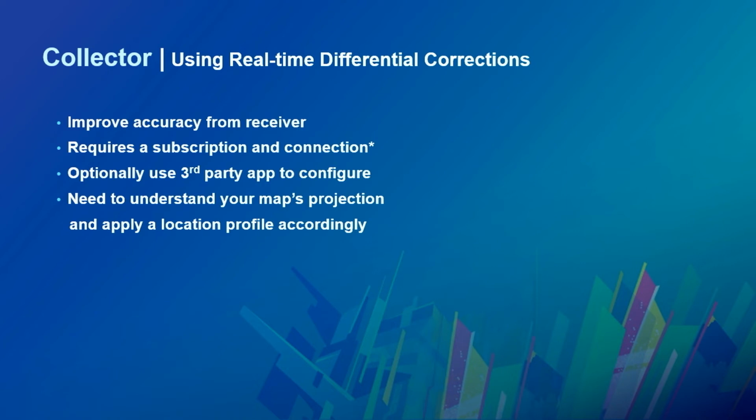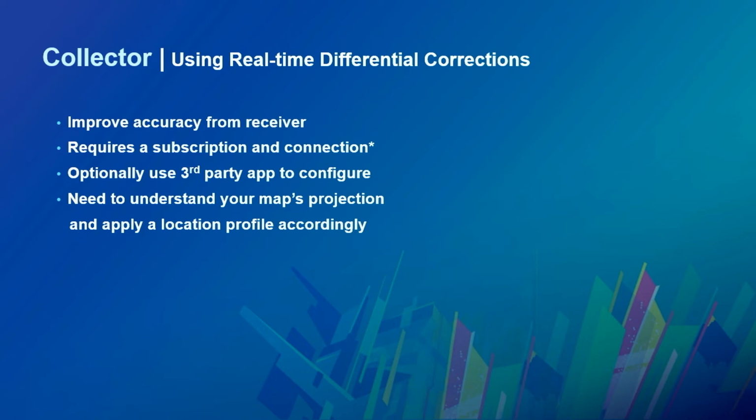So maybe using a satellite-based correction service, so that even in the middle of nowhere you can still get the level of accuracy that you need. Those are things to consider as well. Optionally, a lot of them use a third-party app that you need to configure those correction services through to be able to get those corrections, and then Collector will consume that accuracy from the third-party app.